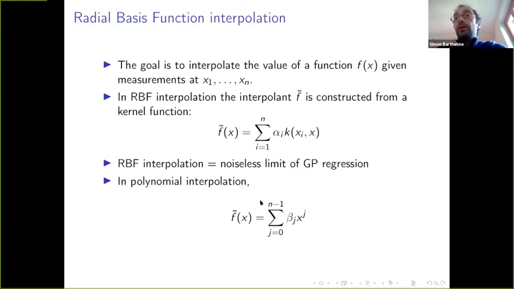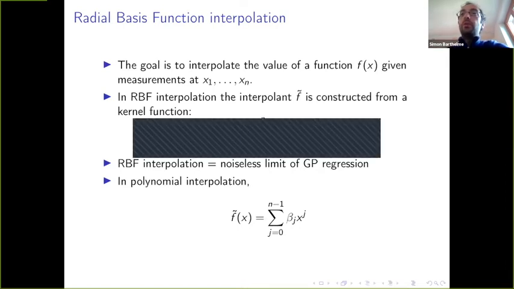A very classical way of solving the interpolation problem is, instead of using basis functions that are localized at each measurement location, to use a basis of polynomials. Here I've written this interpolant in terms of the monomial basis. You take x to the power 0, x to the power 1, x to the power 2, and so on, and you need n basis functions, going up to x to the power n minus 1. You take a weighted combination of those, and this gives you the polynomial interpolant.